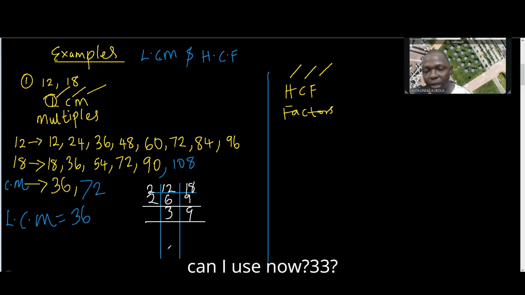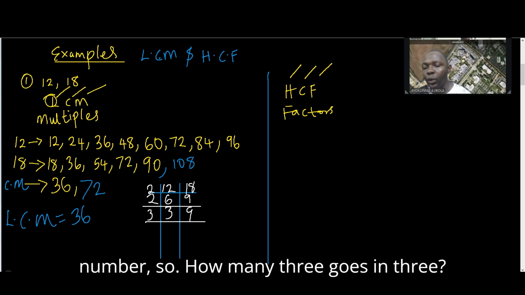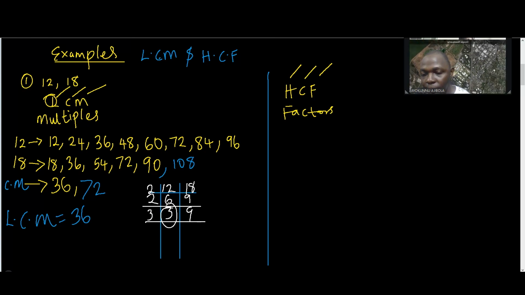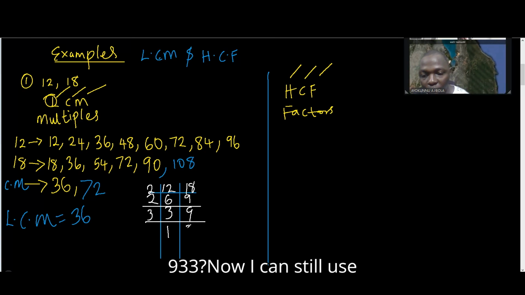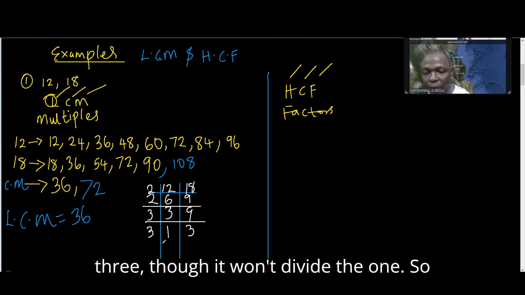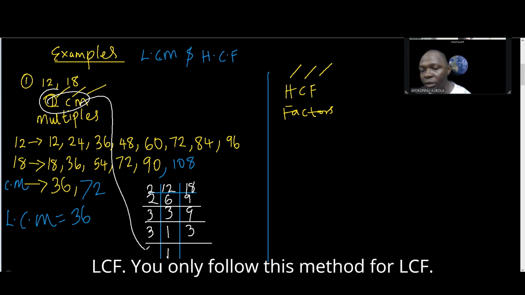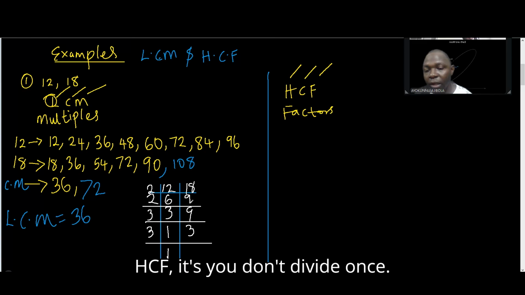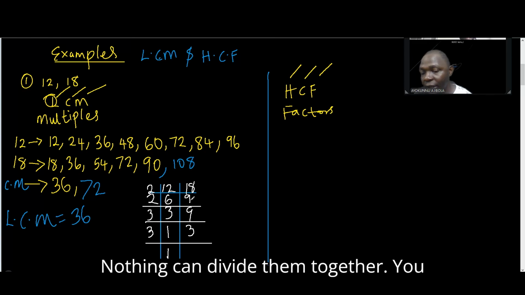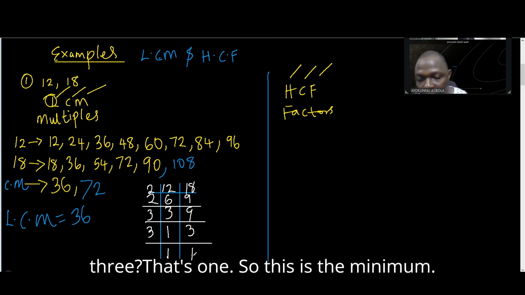What can I use now? 3. Good, because 3 is the next prime number. So how many 3 goes in 3? 1. How many 3 goes in 9? 3. Now I can still use 3, though it won't divide the 1. So the 1 remains as 1 because this is LCM. You only follow this method for LCM, okay? If it's HCF, you don't divide once nothing can divide them together. Now, how many 3 goes in 3? That's 1.